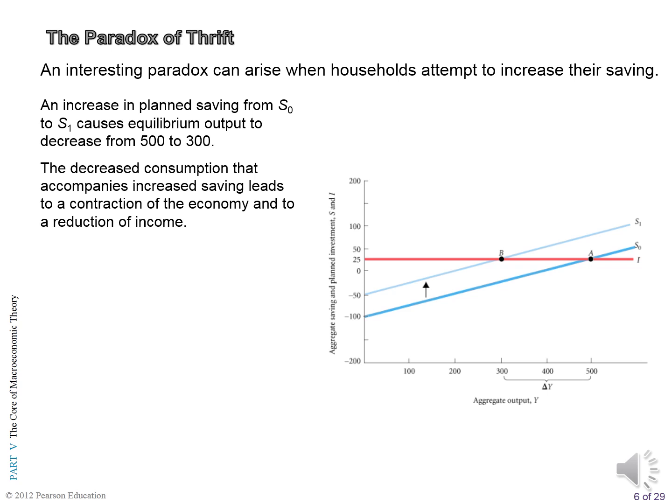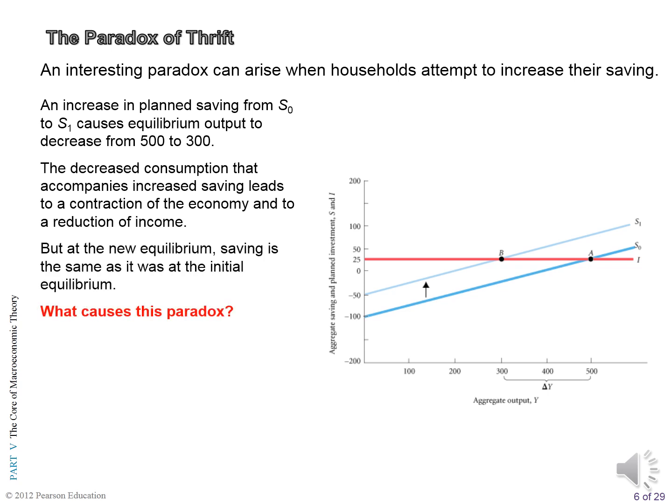Okay, اللي هيحصل بقى according to this, equilibrium income will decrease. As you see from the graph, from the diagram, equilibrium income will decrease, and we will find that the saving will be the same at $25. So even if households attempt to increase saving and saving function shifts upward, what happens is that the saving stays the same at $25 and the level of equilibrium income decreases from 500 to 300.